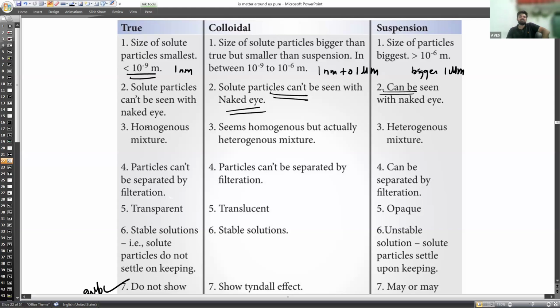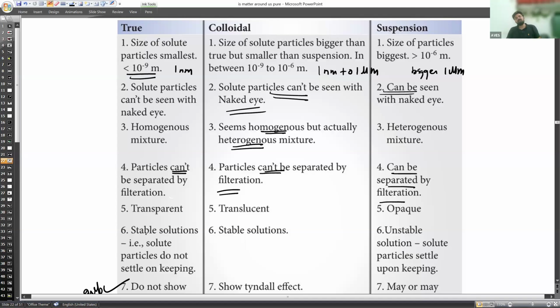Suspension particles can be seen with the naked eye. Colloids seem to be homogeneous, but actually they are heterogeneous. Particles of a true solution can't be separated by filtration, and colloids also can't be separated by filtration. In a suspension, the particle is big enough that it can be separated with filter paper. True solutions are transparent, colloids are translucent, and suspensions are opaque.